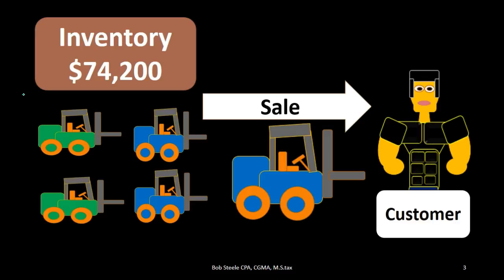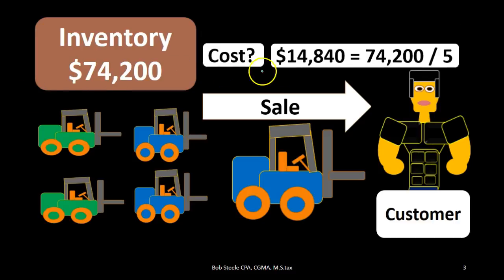You might be saying, well, let's take the total cost divided by the number of forklifts. So if there's $74,200 total cost on the balance sheet and we had 5 of them before the sale and we divide it out, maybe we say it's $14,840. But that's just an average because all 5 of them may not have cost that same amount.